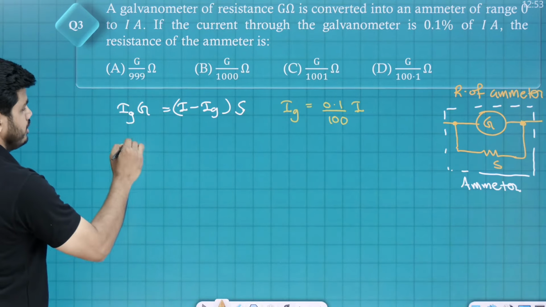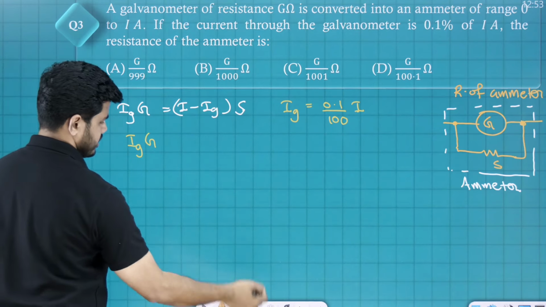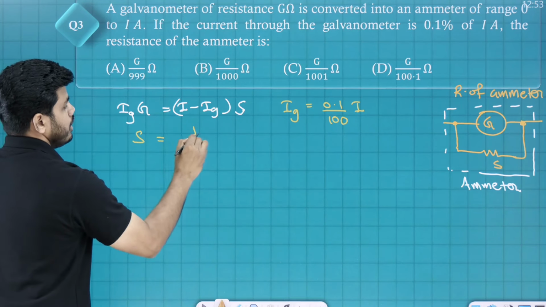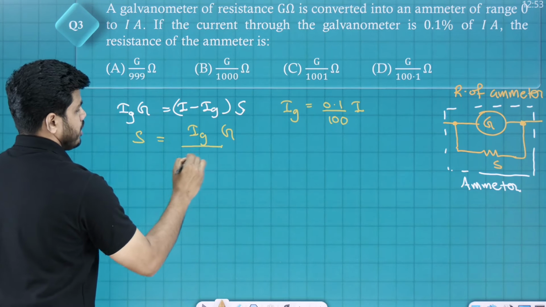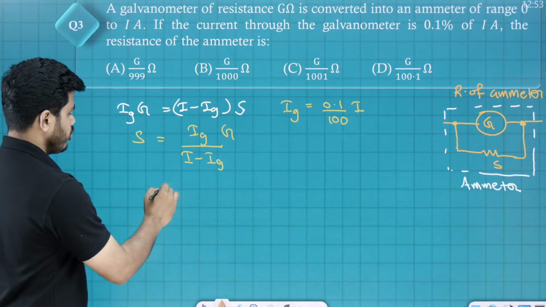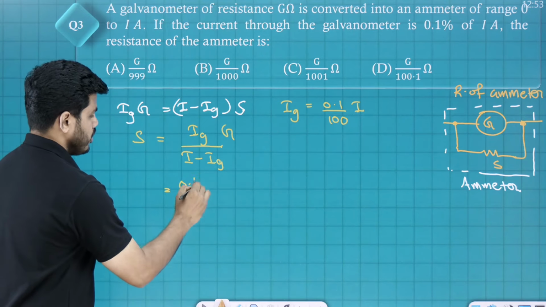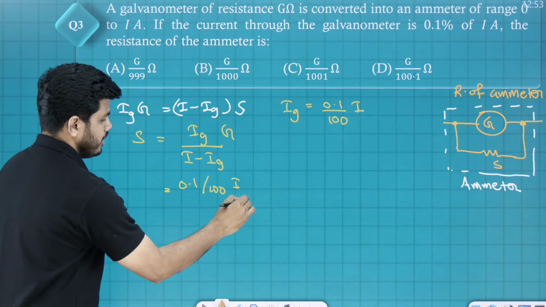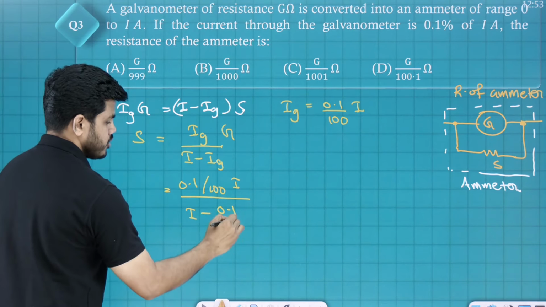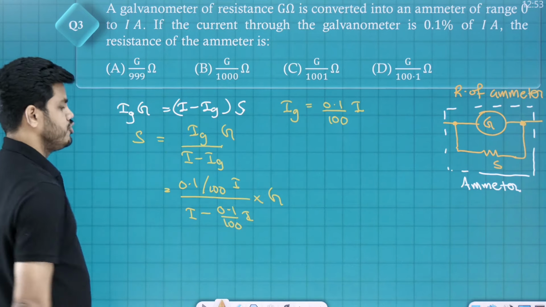So let us find out, here it is Ig into G is equal to, see what is S finally? We have to find S directly from that. S is equal to Ig into capital G divided by I minus Ig. Correct. So this is going to be Ig. What is Ig? 0.1 by 100. So 0.1 by 100 times I divided by I minus Ig, I minus 0.1 by 100 into I. The whole multiplied with G.